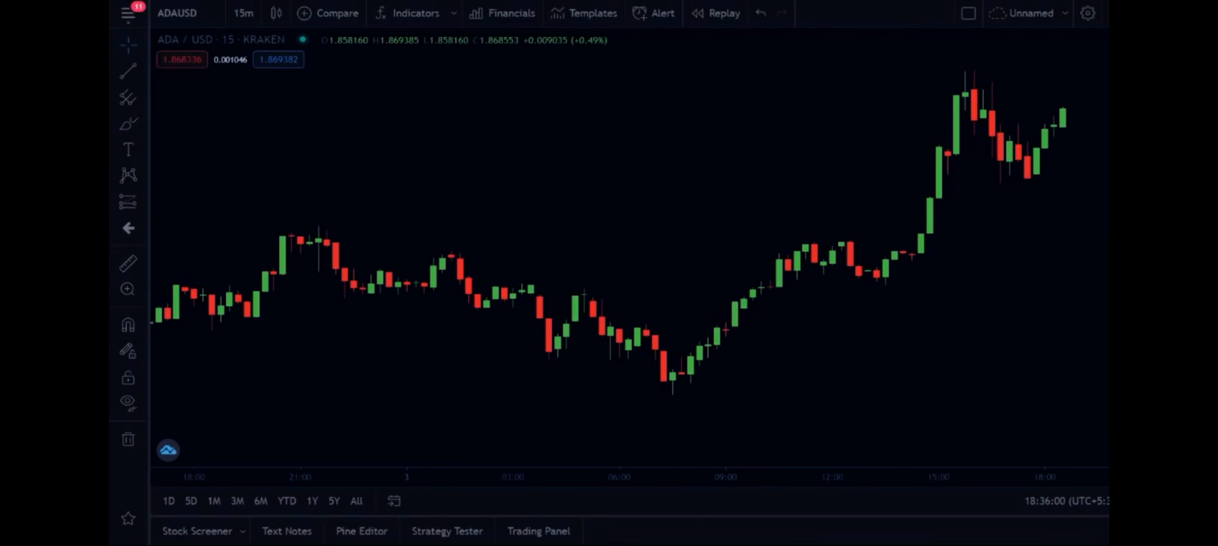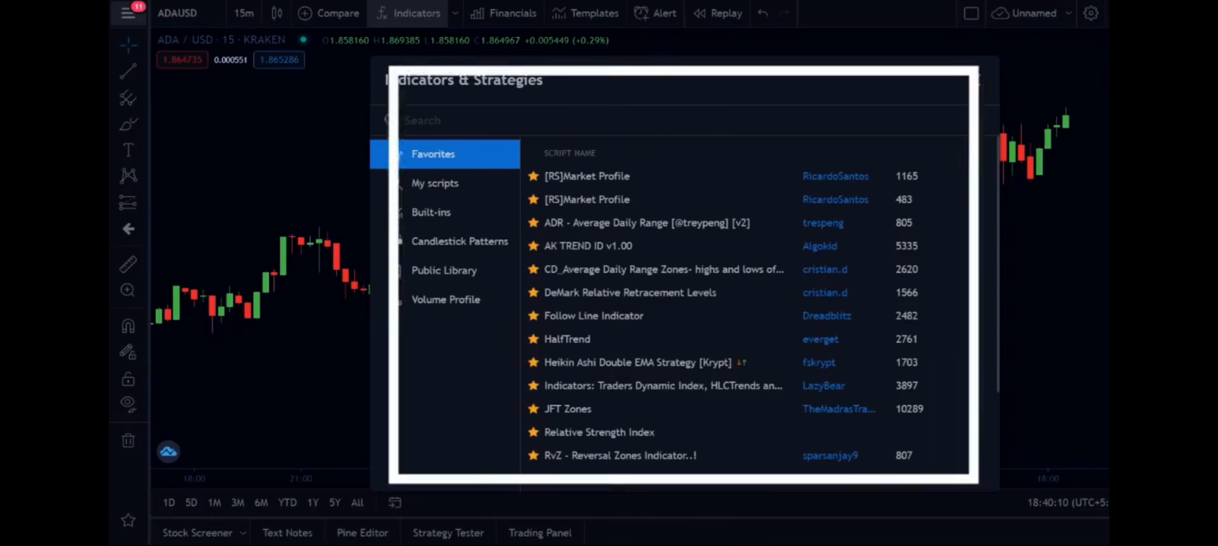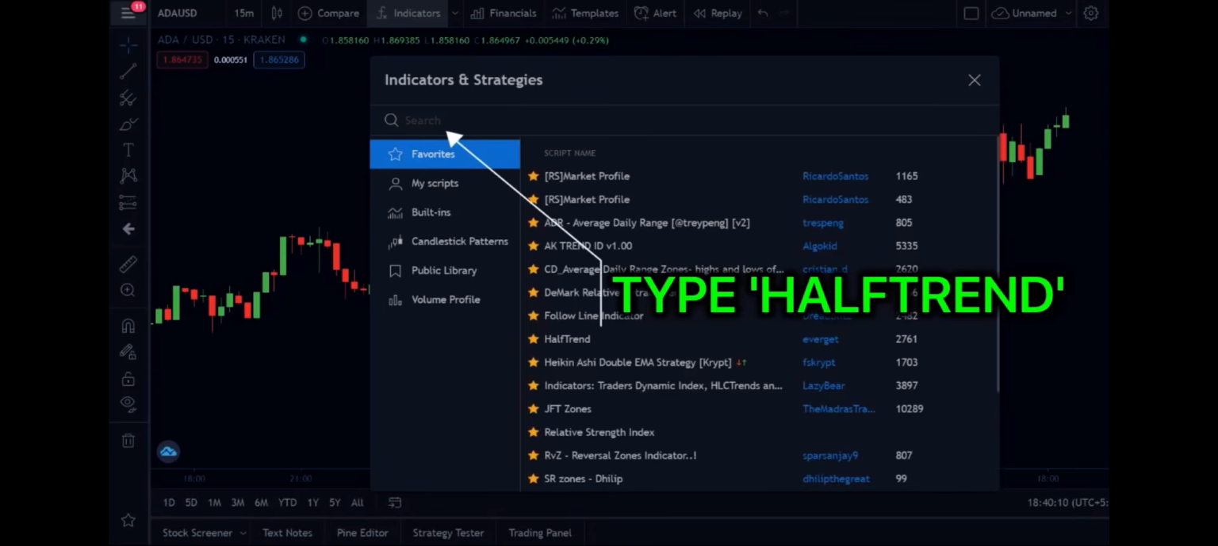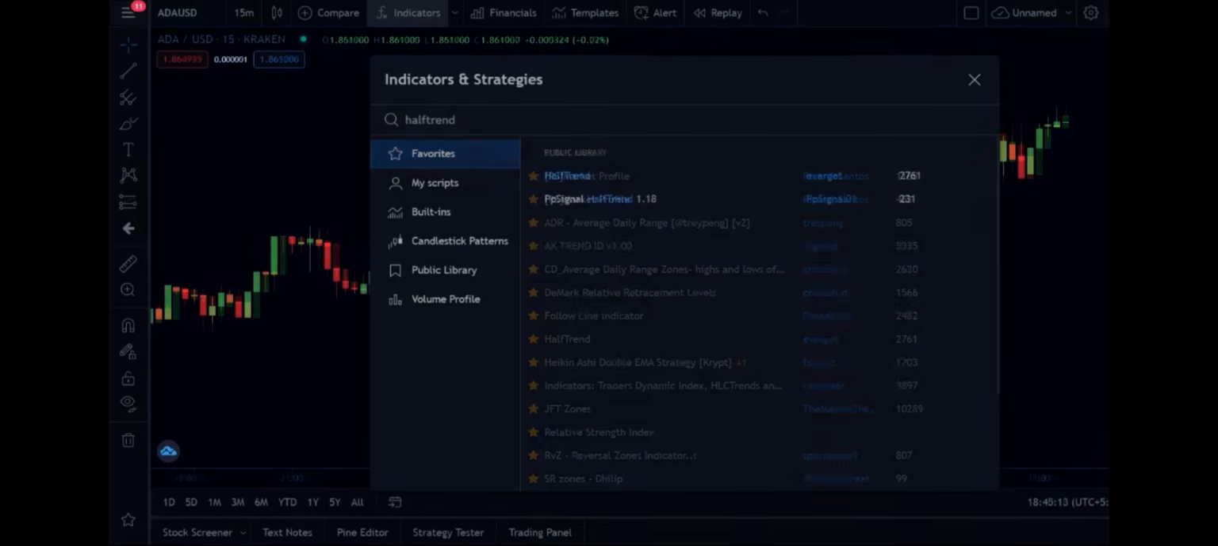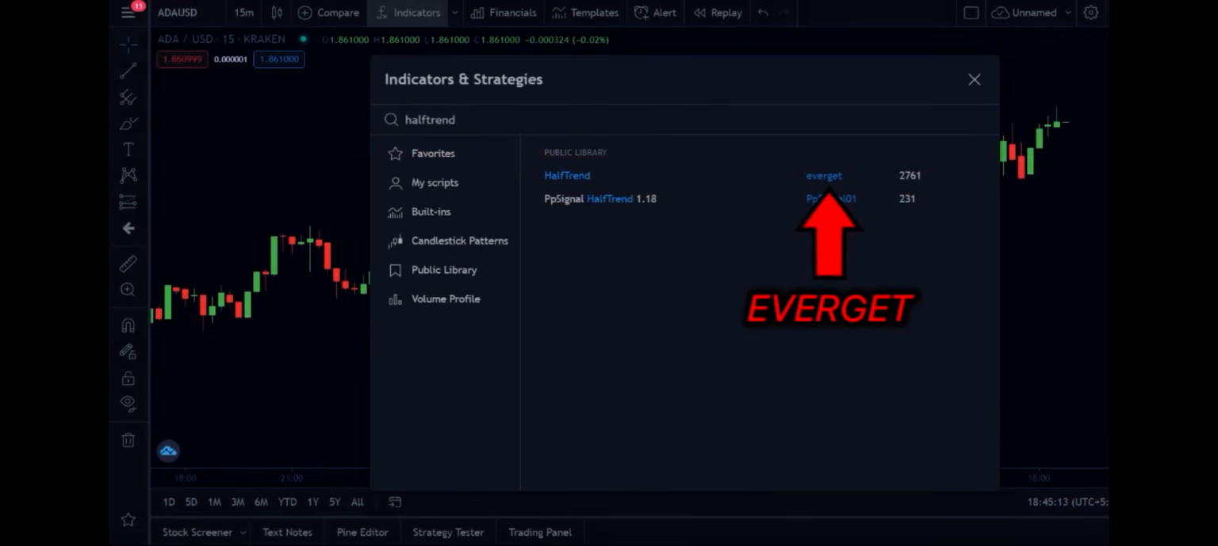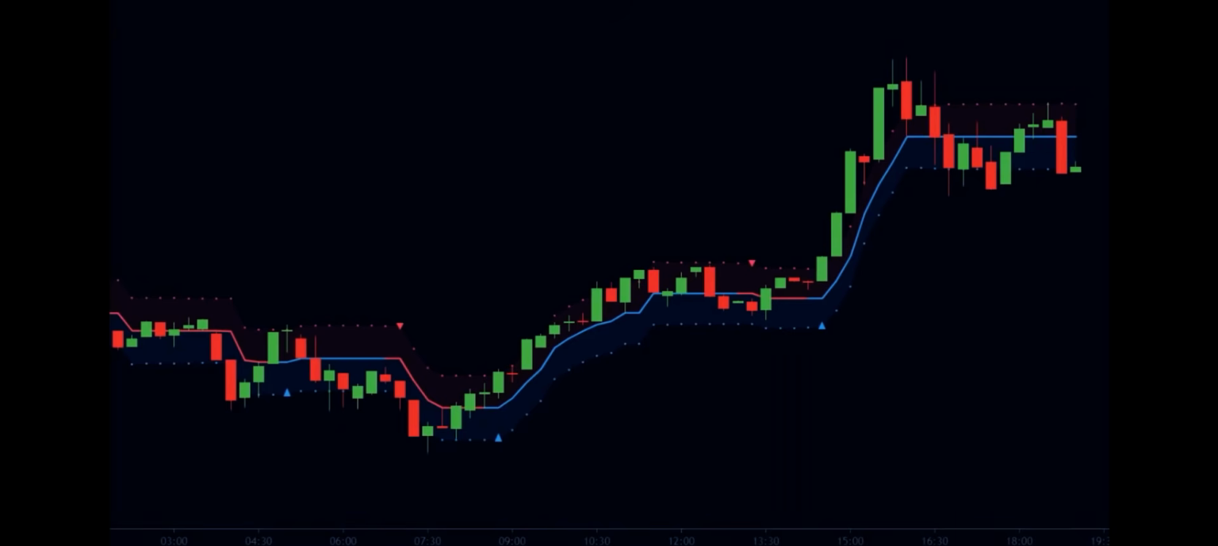First, open up a chart on TradingView. Then click on the Indicators button. A small window like this will appear. Then, type in HalfTrend in the search bar. Now, click on the first indicator. Make sure that the name of the creator is Everget. Now, you have successfully plotted the indicator.